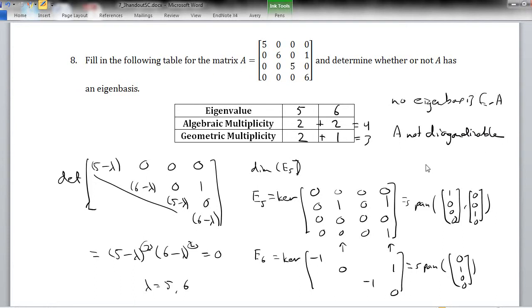Okay. And so, yeah, the key thing here is that if you add up the geometric multiplicities, the dimensions of the eigenspaces, the result is less than the dimension of the matrix, right? So you can't get a basis for R4 made up of eigenvectors. Just not enough eigenvectors. Not enough independent eigenvectors, right?